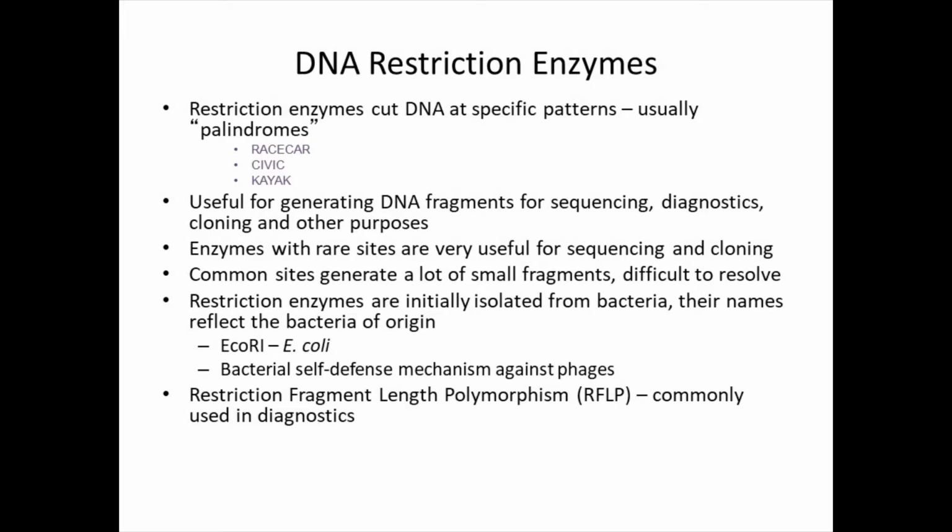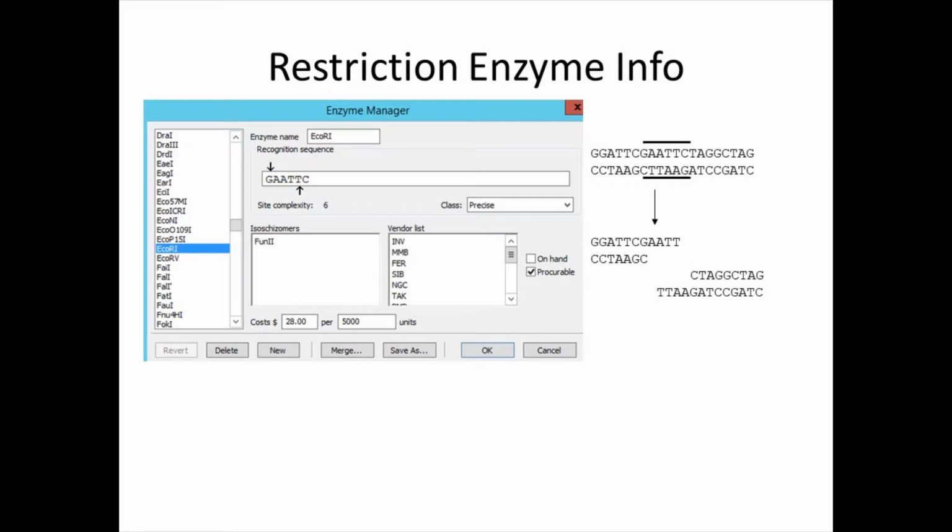Restriction enzymes are initially isolated from bacteria, and their names typically reflect the bacteria of origin. For example, EcoR1 is from E. coli. This picture shows the DNA sequence targeted by EcoR1. After digestion, the DNA fragments shown below are the resulting products of that digestion process.